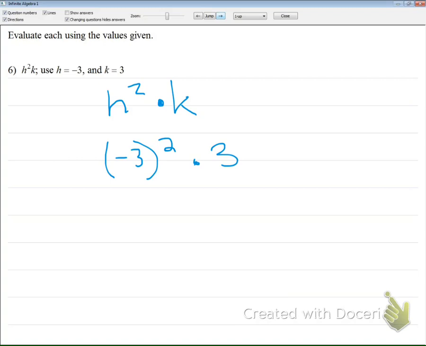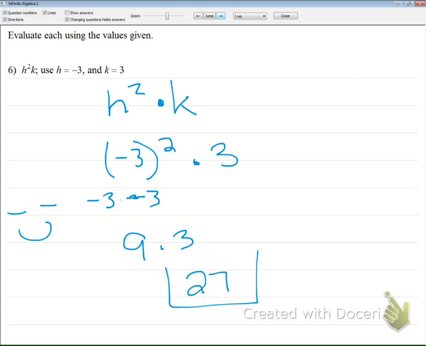Negative 3 to the second power. Remember, that's the same thing as saying negative 3 times negative 3, which is equal to a positive 9, because a negative and negative gives you a nice happy person. Times the 3, so 9 times 3, that is 27. Correct if you made any mistakes. Watch your signs.